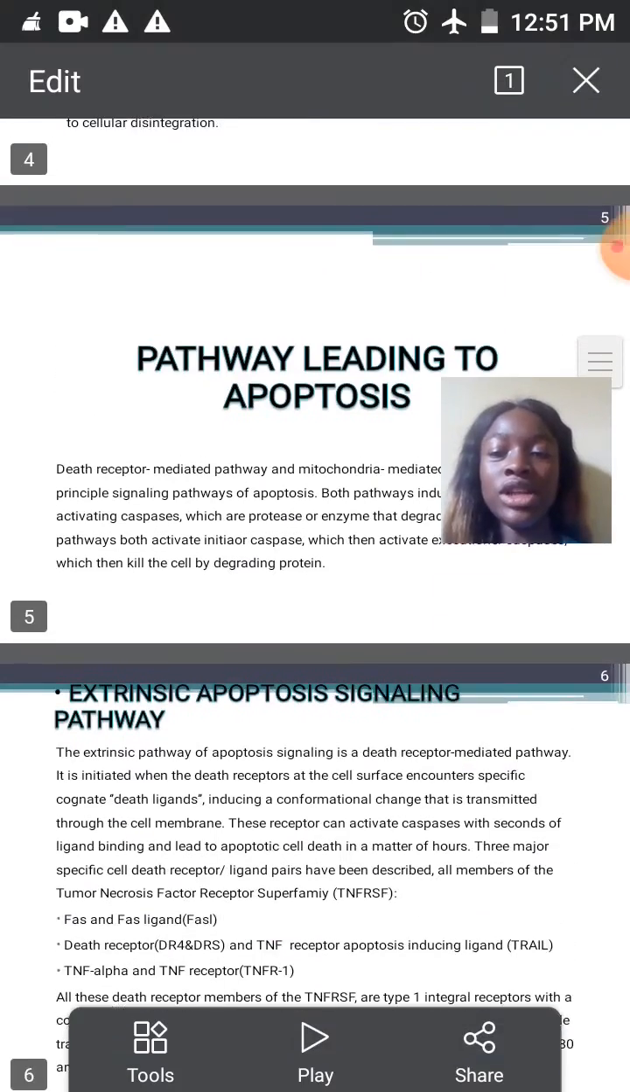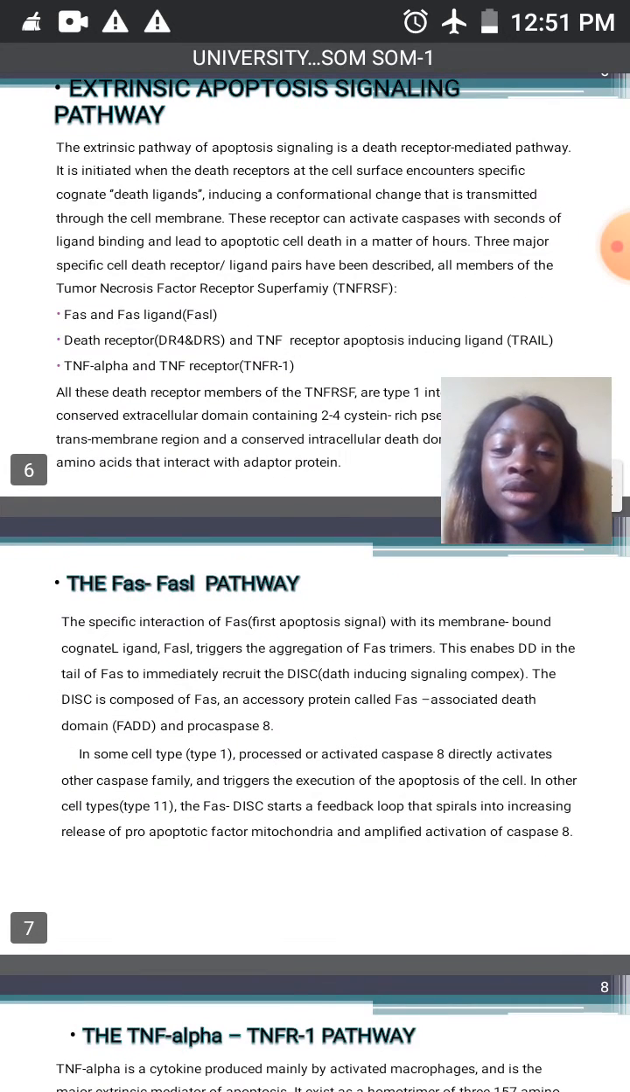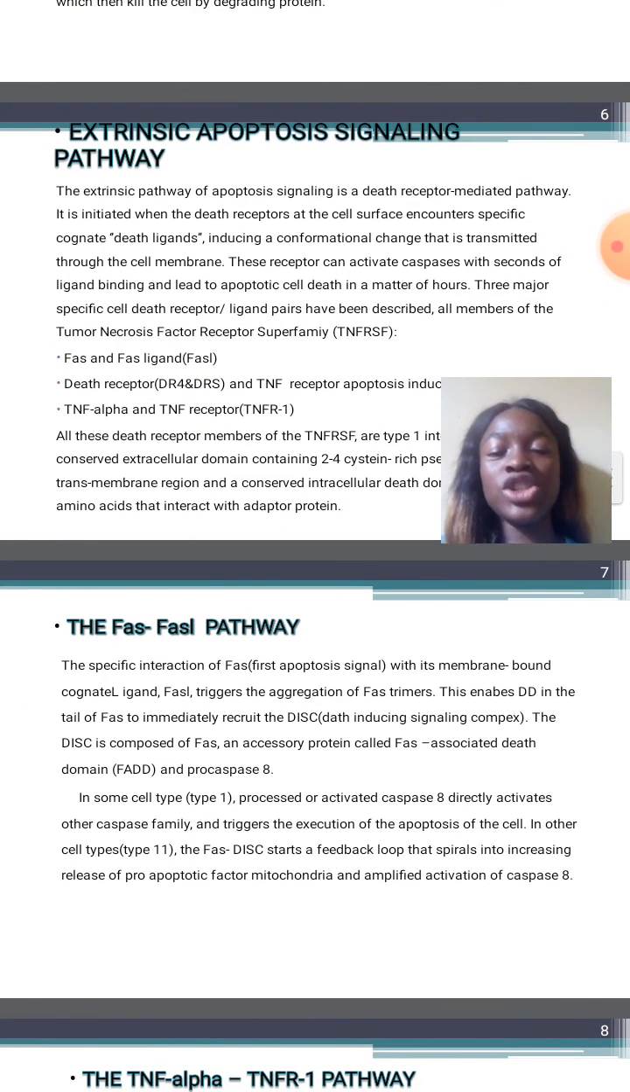Now to the extrinsic pathway. The extrinsic pathway is a death receptor pathway which involves a receptor on the cell surface that encounters a specific ligand. These ligands or receptors form a family known as the TNF receptor superfamily, and there are three: the Fas ligand, the death receptor ligand, and the death receptor apoptosis inducing ligand. And the last one is TNF alpha and TNF receptor 1.